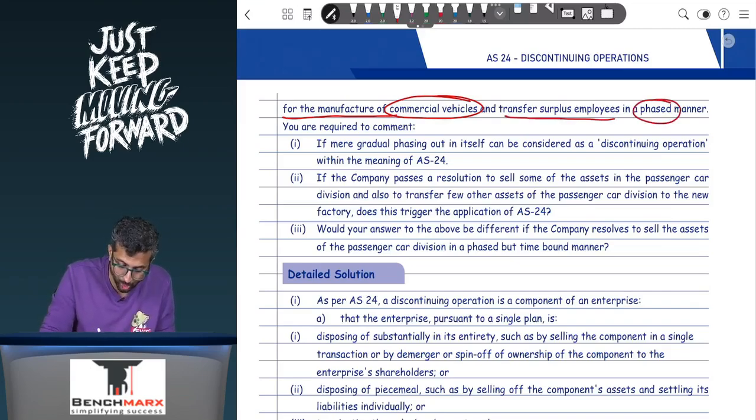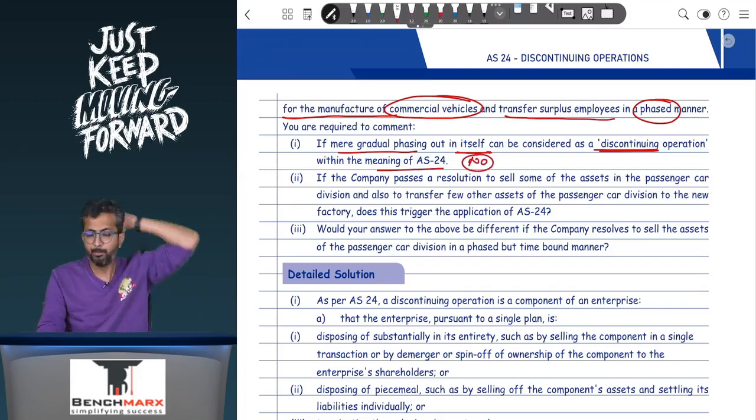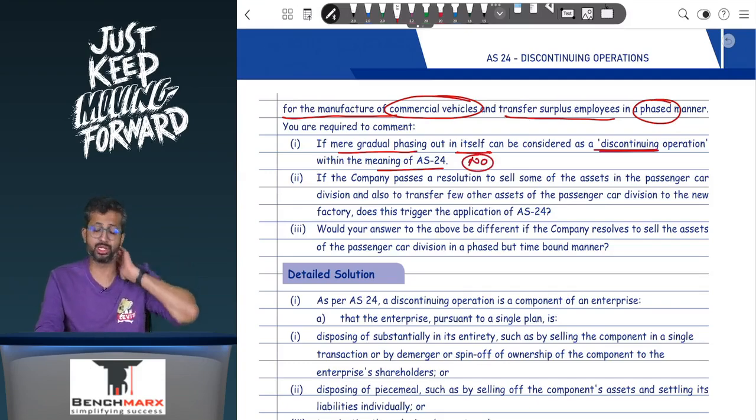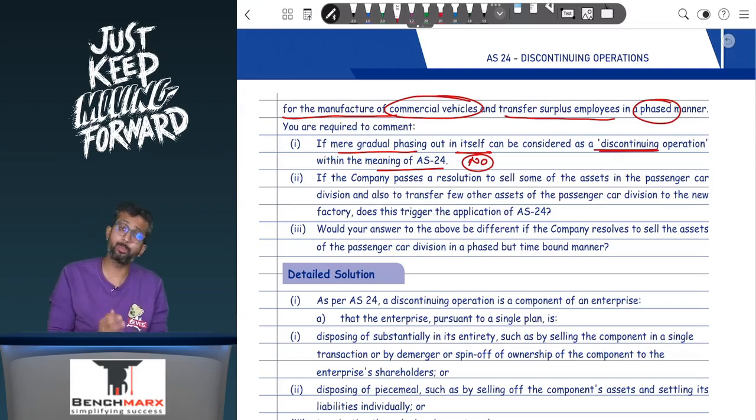You are required to comment if a mere gradual phasing out itself can be construed as a discontinuing operation within the meaning of AS24. Your answer is no. Merely you are gradually phasing out, that cannot be a discontinued operation unless that is pursuant to a single overall plan which has been approved, which is not the case over here. And further, the phasing out, you are reducing one, increasing the other. Merely because you are phasing out does not mean it's a discontinuing operation.